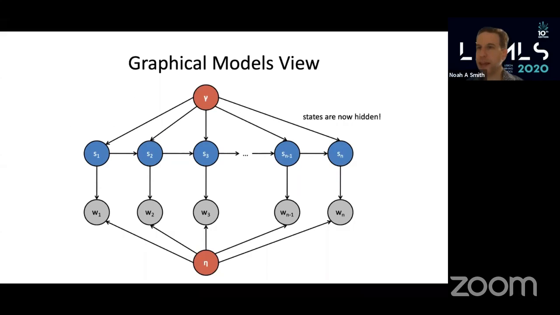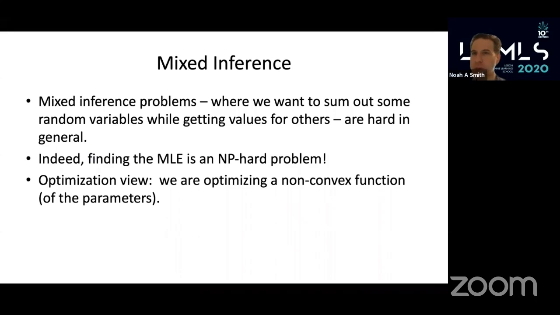So key here is that you have red and you have blue. Easy test, right? I see red, I see blue, and that means we're doing mixed inference. We want to sum out some random variables, the blue ones, and we want to pick values for the others, the red ones. And this, in general, is a very hard thing to do. In general, finding the maximum likelihood estimate when you have latent, hidden variables is an NP hard problem.